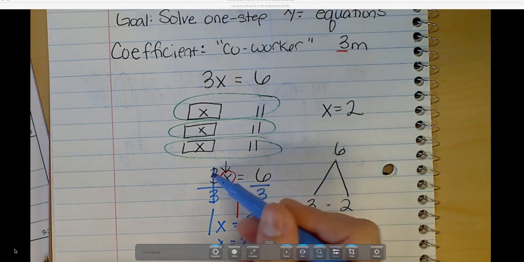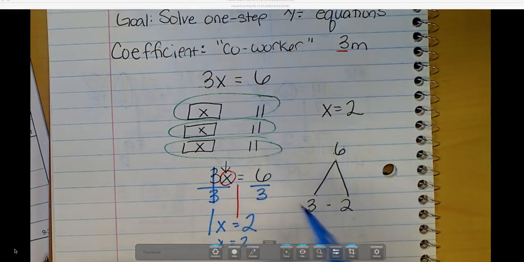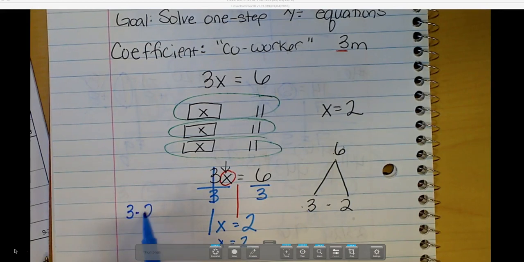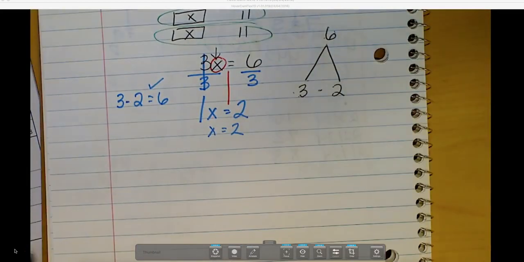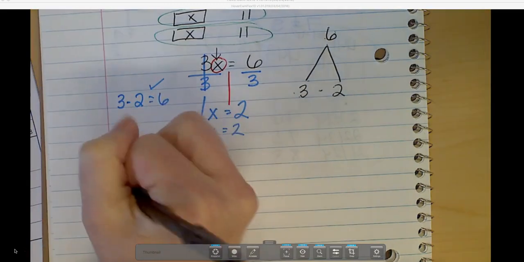When I plug that back in, 3 times 2 better equal 6. 3 times 2 equals 6, and it does. That was a lot of explaining for just realizing we have to do the opposite. So I'm going to do another example and not let it be so scary.